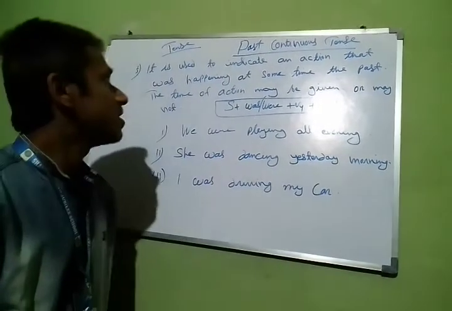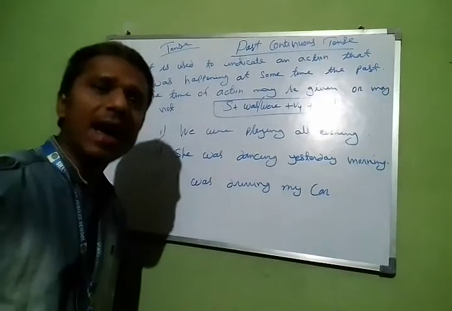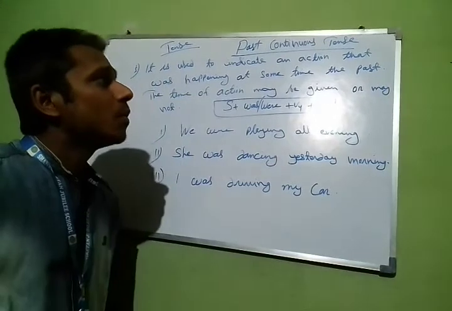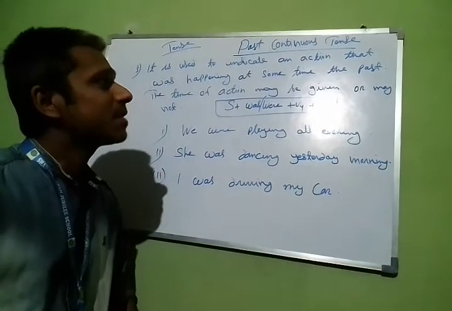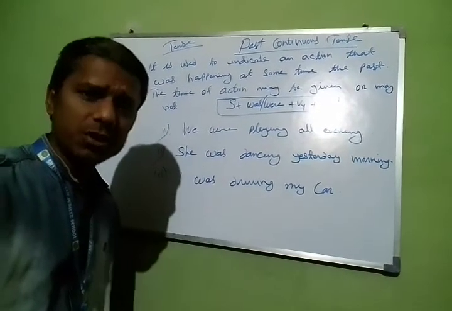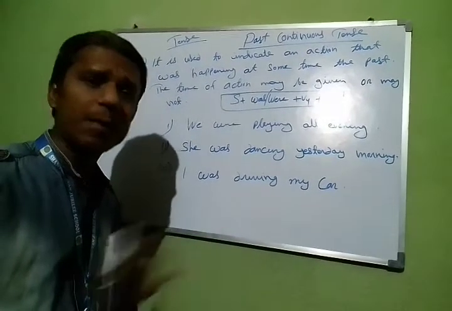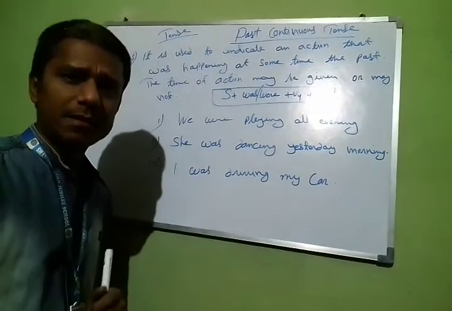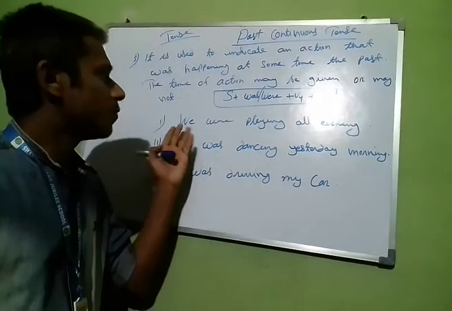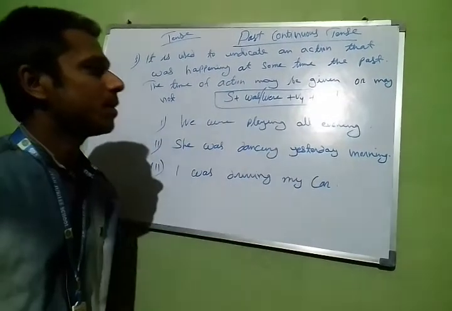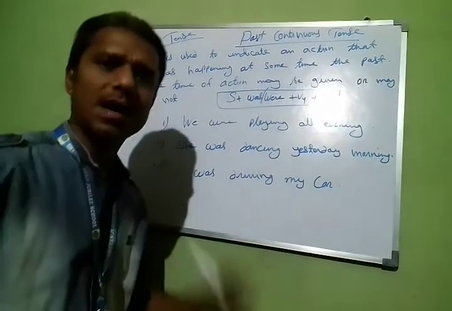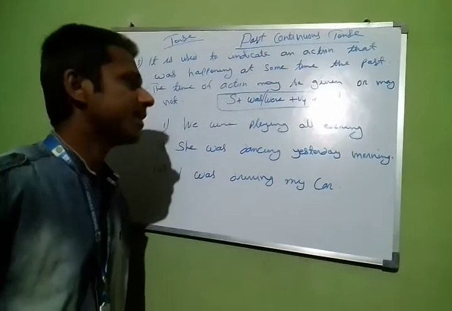Past continuous tense is used to indicate an action that was happening at some time in the past. The time of action may be given or may not be. Right? Like if I say, we were playing all evening, हम पूरे शाम तक खेल रहे थे.